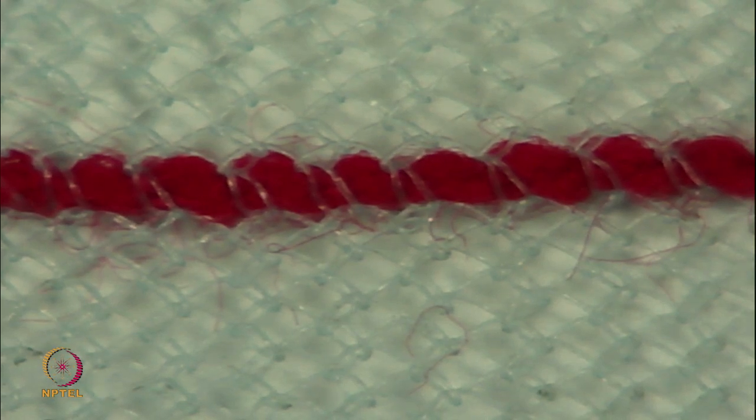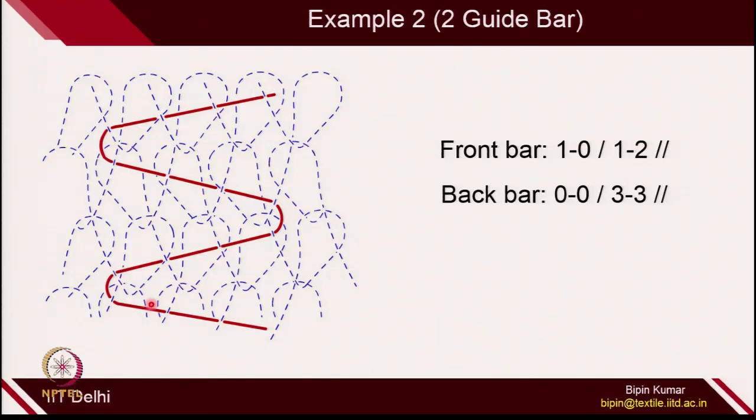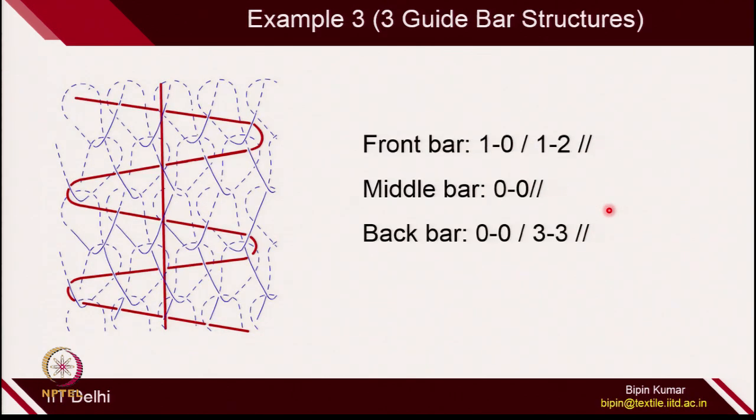So, weft insertion is one method. The second one is also a 2 guide bar structure. Here the front one is making tricot 1012, and the back bar is just doing underlap, no overlap. So, here they are 0 0, no overlap, 0 to 3 underlap. Then a 3 guide bar structure, sometimes 3 guide bars can be there. So, the front bar is making tricot, the middle bar is doing neither overlap nor underlap. So, it is moving in a straight fashion, and the back bar is just doing underlap 0 to 3.